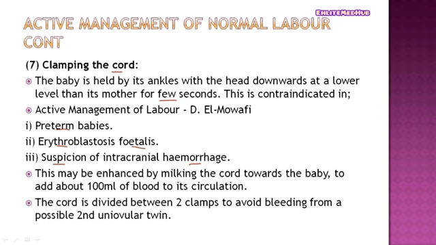This may be enhanced by milking the cord towards the baby to add about 100 ml of blood to its circulation. The cord is divided between two clamps to avoid bleeding from a possible second uniovular twin.